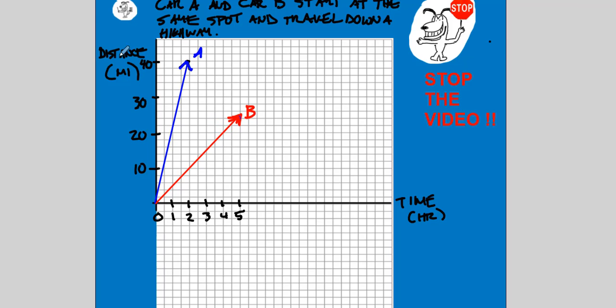in other words, calculate the distance per hour that these cars travel, which in layman's terms is called speed. We also call it velocity, but we're not going to distinguish here between speed and velocity. So figure it out and then start the video again.